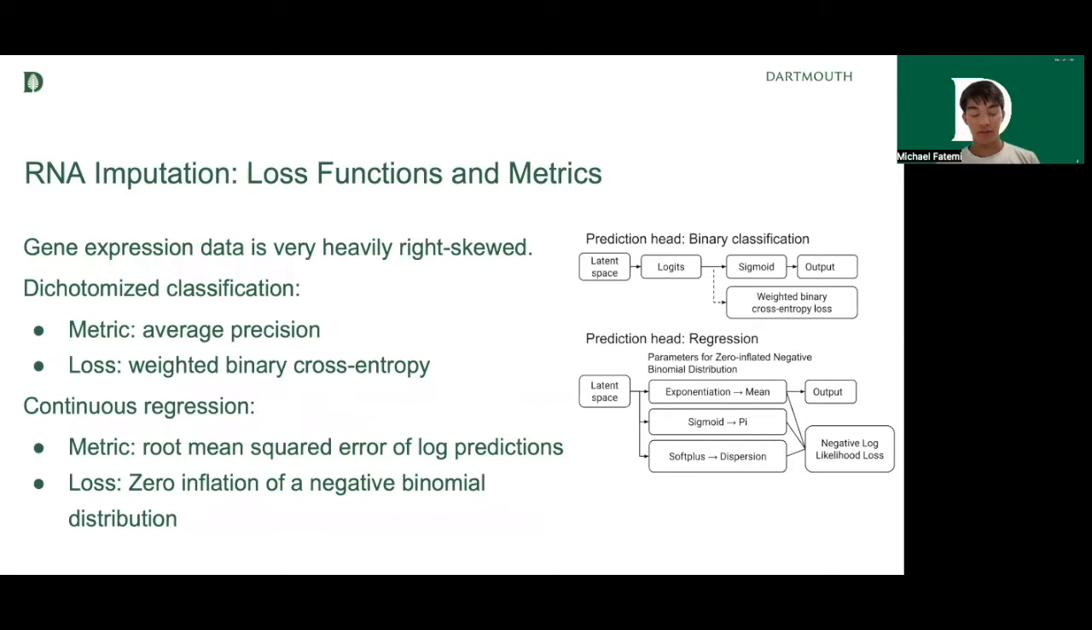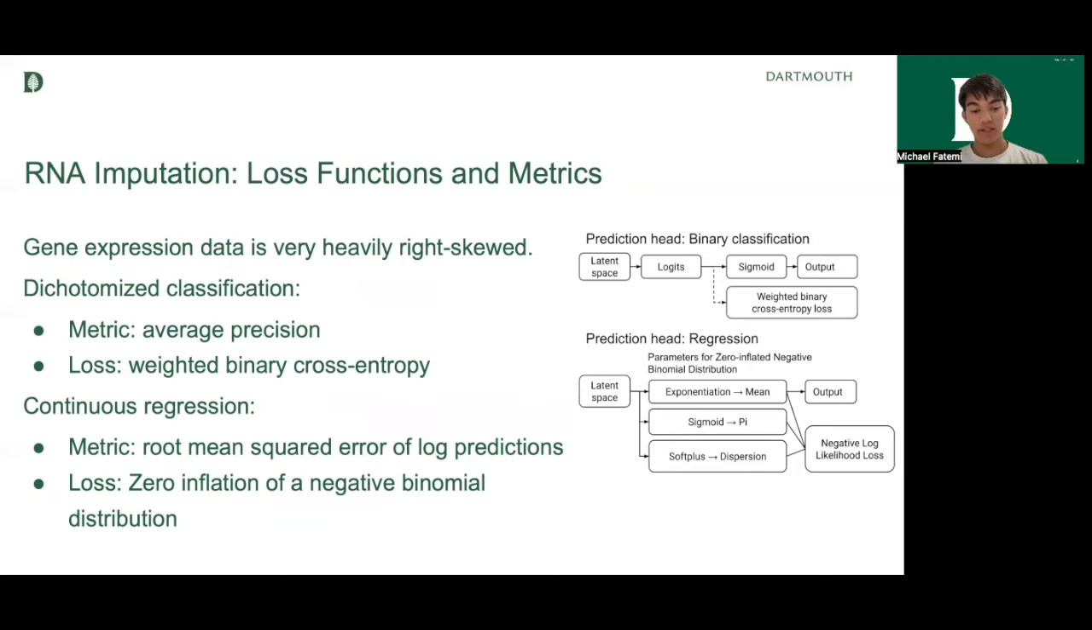So some of the loss functions and metrics we have. For dichotomized classification, we use average precision as the main metric because in a heavily right-skewed dataset, such as gene expression data, accuracy is not informative. For the loss function for this binary classification, we use weighted binary cross entropy, which means that instead of taking the mean cross entropy loss across all instances, we take the mean of the negative log likelihood for positive cases separately from the mean of the negative log likelihood of the negative cases, which means that we artificially inflate the loss for positive cases, which means the model learns something more general.